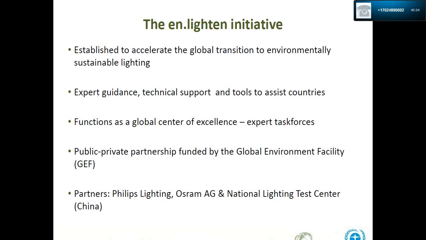We function as a global center of excellence. We have brought together around 30 organizations, including governments, private sector bodies, and research institutions from more than 30 countries. The idea is that these organizations will assist countries through provision of expertise and guidance. A new thing about en.lighten is that we're a public-private partnership, bringing together leading lighting manufacturers like Philips Lighting and Osram, as well as the National Lighting Center, and we're funded by the Global Environment Facility. Next one, please.